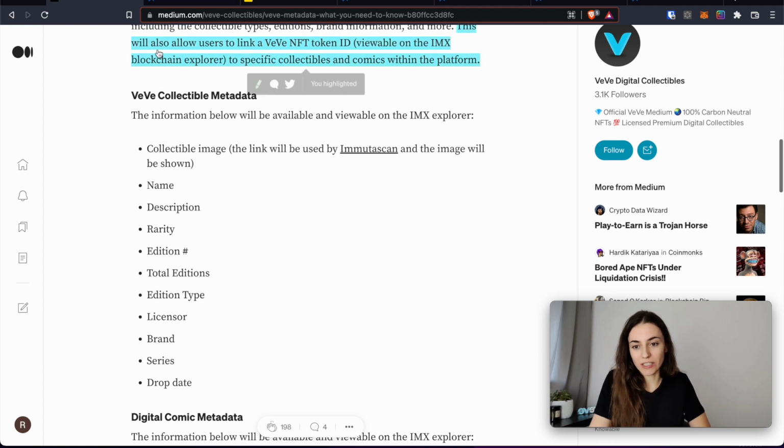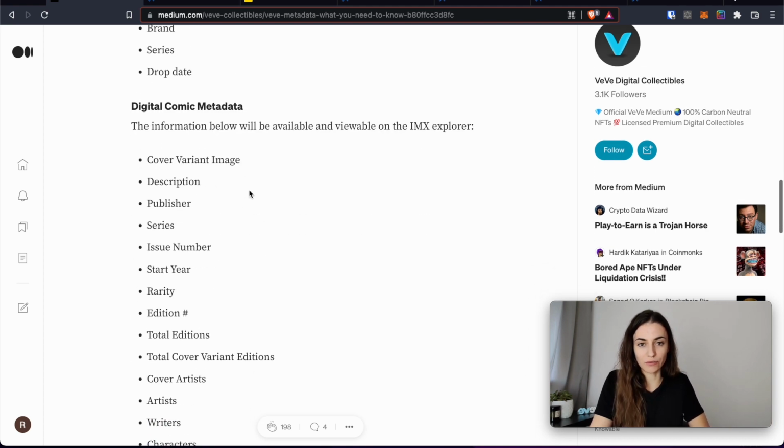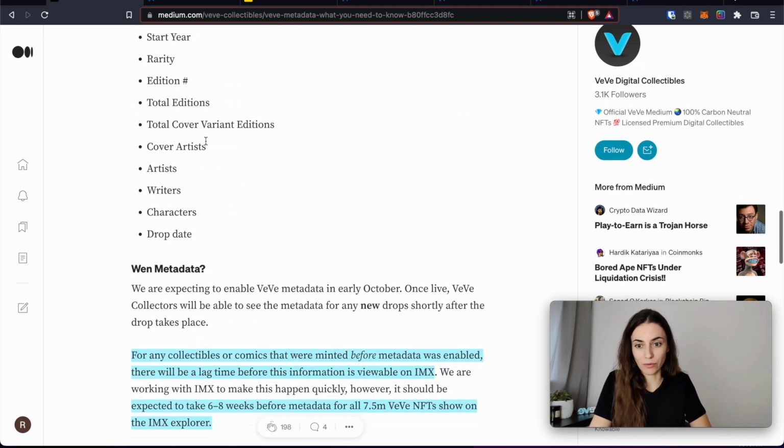Next they just list which type of information we will see. It's a bit different for collectibles compared to comics, but I won't read through all of it. You can look it up.